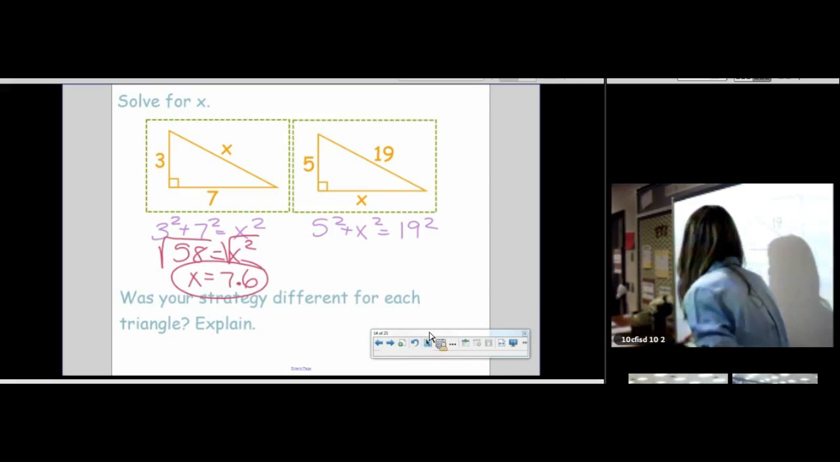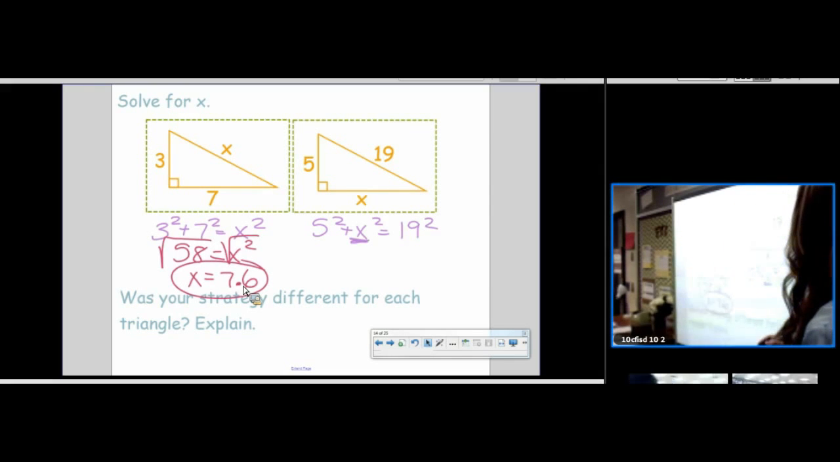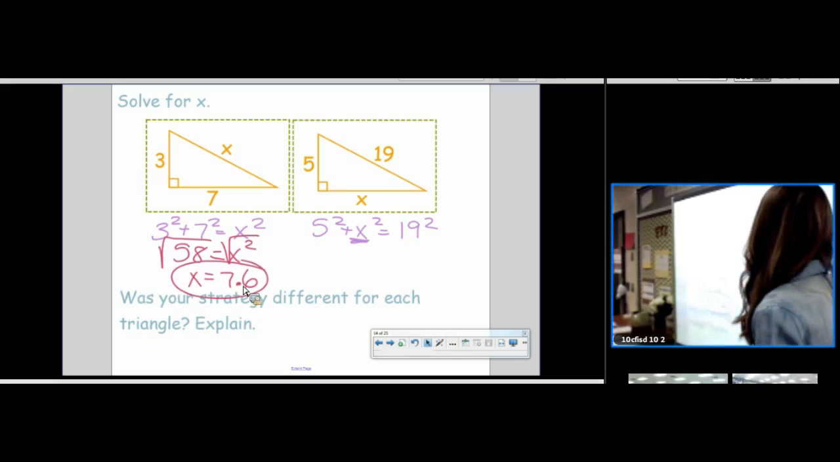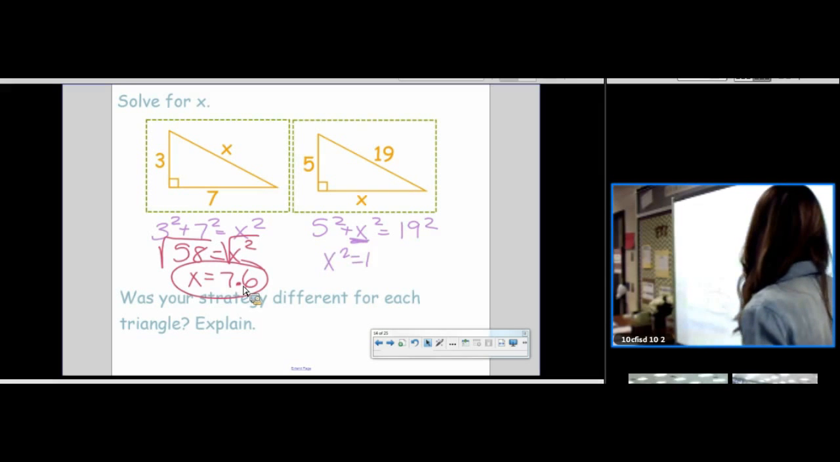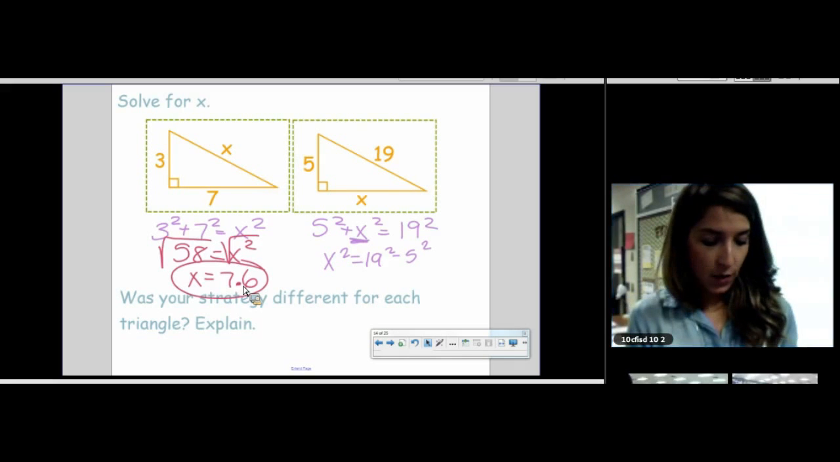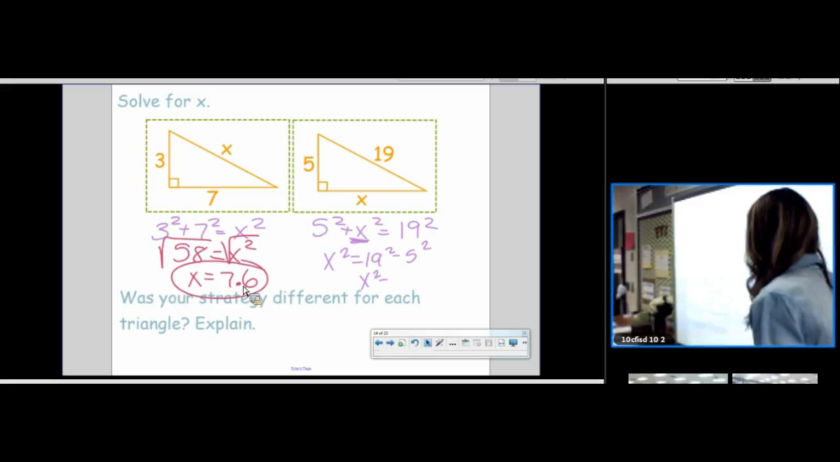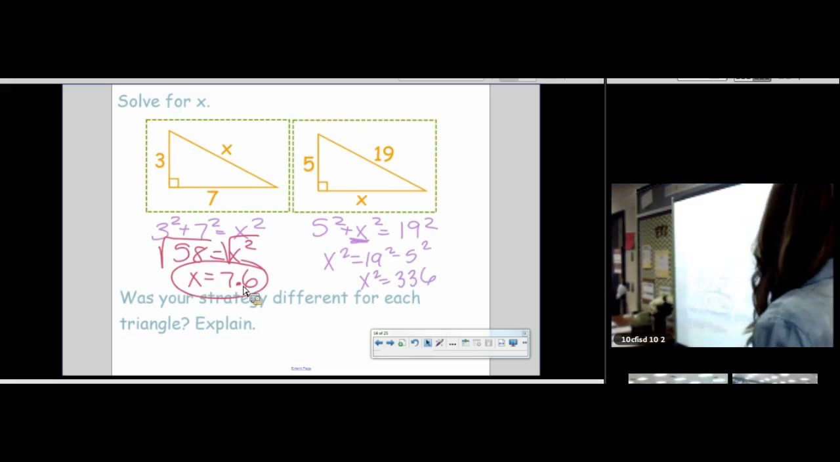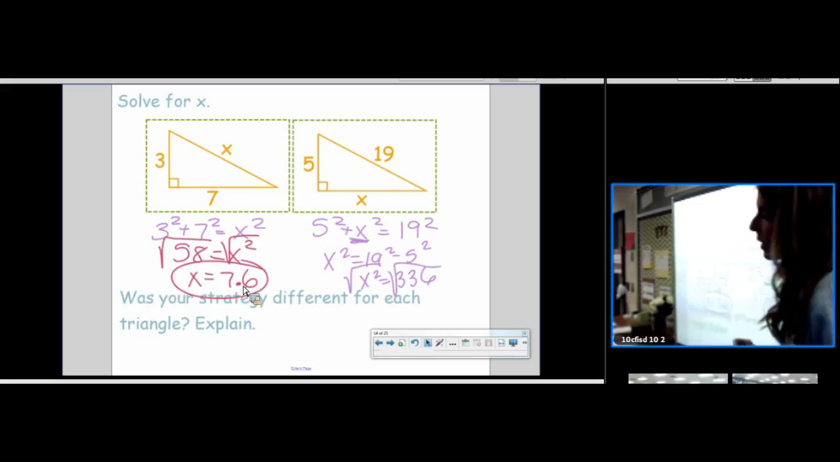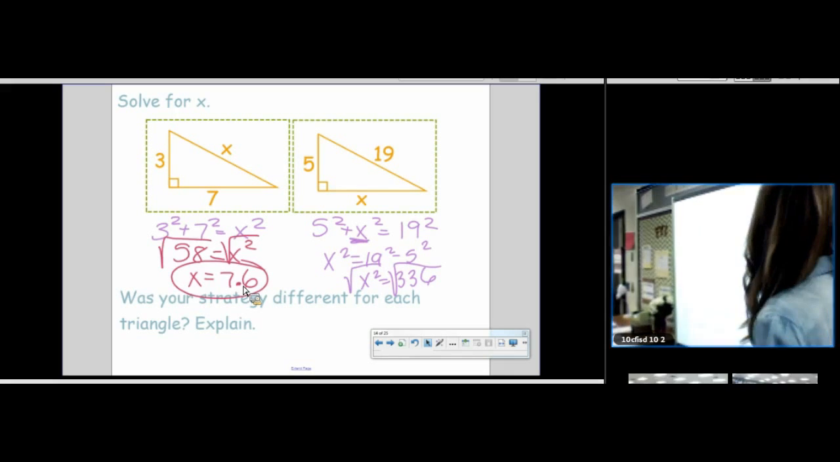7.6, yeah. So what about for this one over here? Now, notice our x is in a different spot now. So you can move the 5 over now, or you can move the 5 over later. It doesn't matter when you move it, but either way, sorry, not the 5, the 5 squared. Either way, you're going to end up subtracting, whether you do it now or you do it after you square them. So either way, you should get x squared equals 336. And then the opposite of squaring something is square rooting. So the square root of 336 is 18.3.